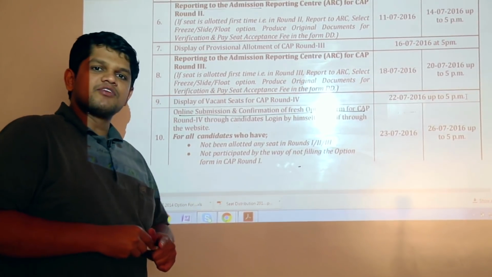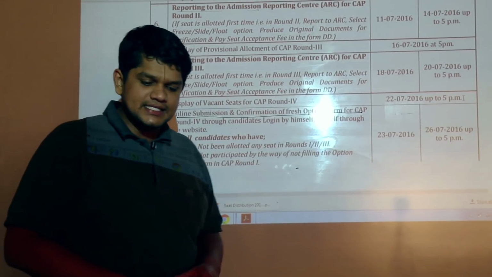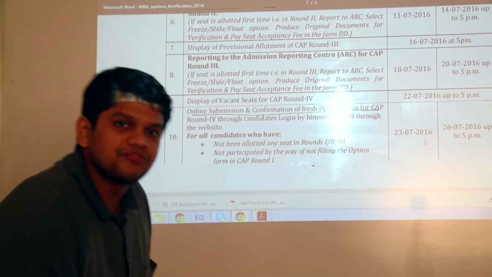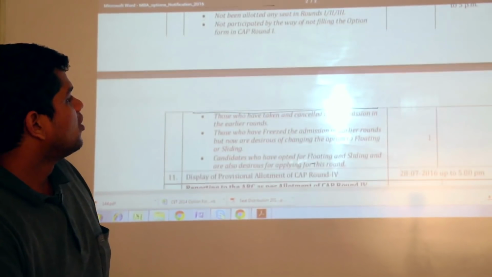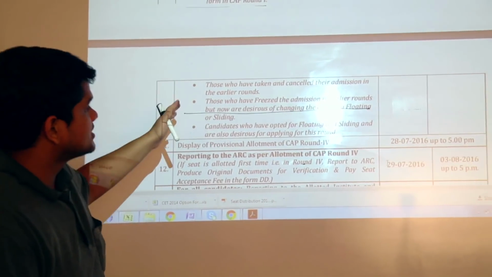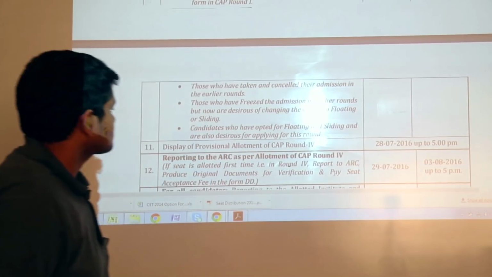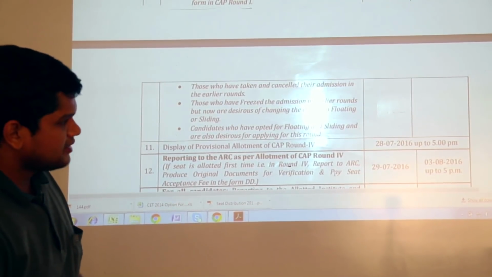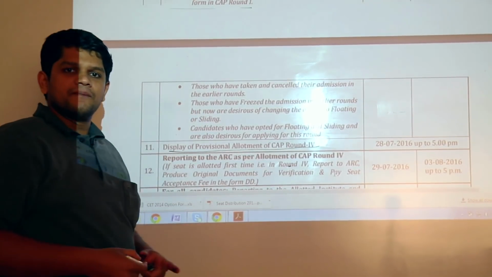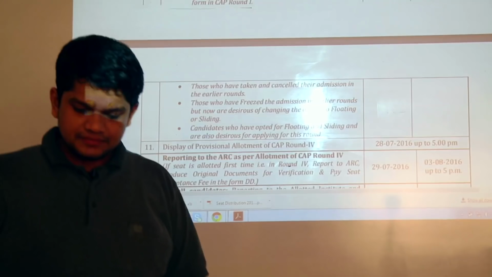The candidates who will be eligible are those who have not been allotted any seats in Cap Rounds 1, 2 and 3, or the candidates who failed to participate in Cap Round 1, or those who have taken and cancelled their admissions in an earlier round. Even those who have freezed and are now willing to change their colleges will be eligible to enter Cap Round 4. And then on the 20th of July, they will be giving you a display of allotment for Cap Round 4. So that's how the Cap Round procedure will be taking place.